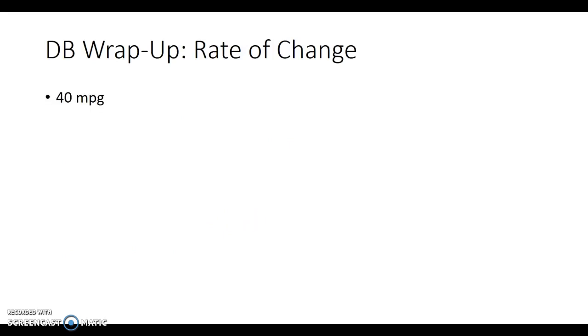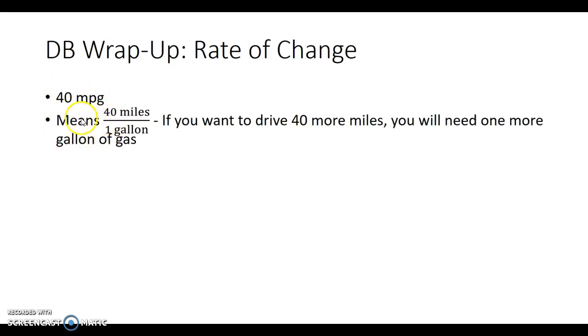So I think most people hit this pretty spot on. 40, sometimes we say 40 mpg, but the better way to write it is 40 miles over 1 gallon. That's what miles per gallon means. It means how many miles do you get for 1 gallon of gas. So if you want to drive 40 more miles, you will need 1 more gallon of gas. That is a rate of change because it does indicate how many more miles you're able to drive on 1 more gallon of gas.